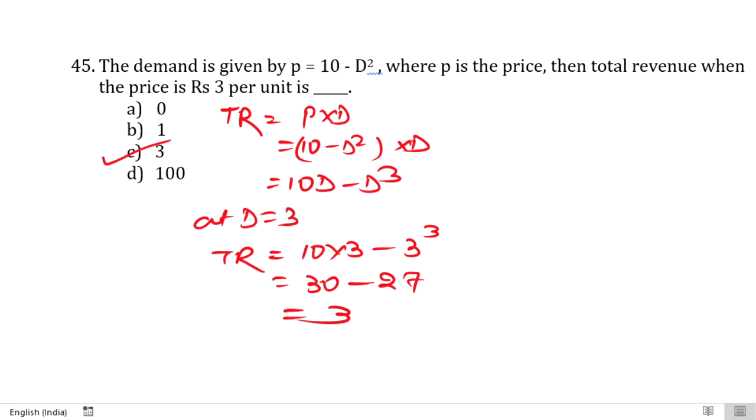So 10d minus d cube, so that gives me total revenue as 10 into 3, 30, minus d cube, that is 3 cube is 27, so 30 minus 27 is 3. Correct?